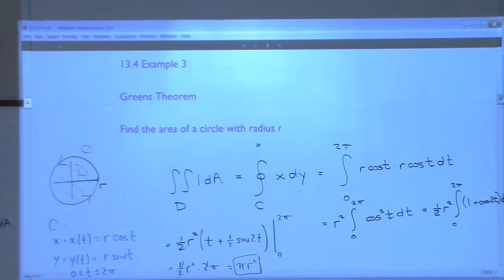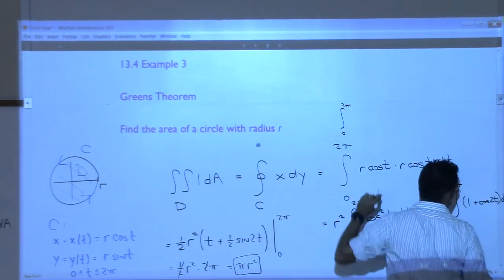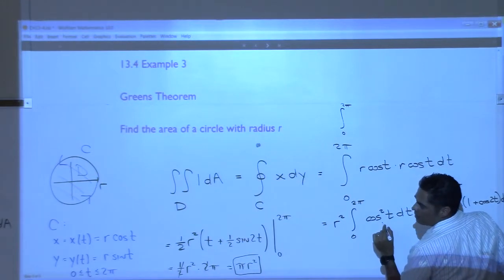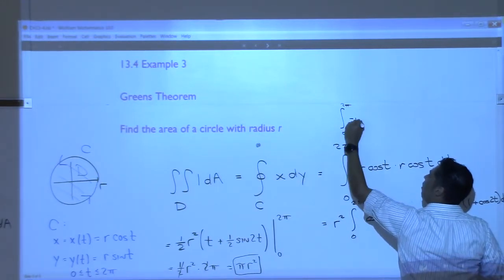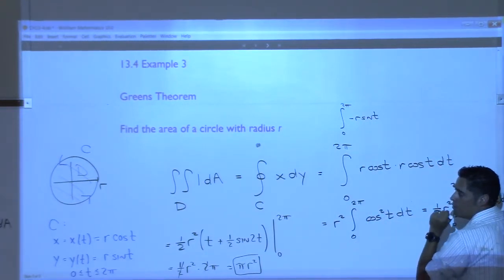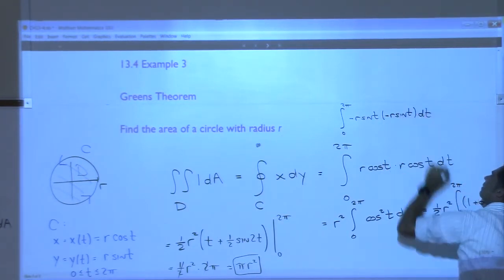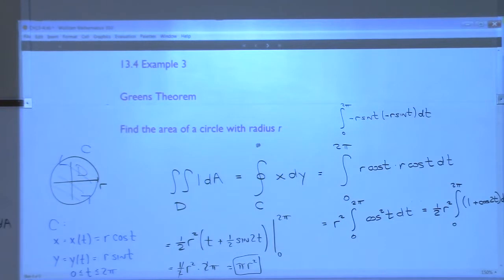So let's just set it up real quick. How would it differ? You would still have 0 to 2 pi, but now you're using negative y. What's negative y? Negative r sine t, and then dx this time, which would give you another negative r sine t dt. You could pull out a negative r squared, and then you'd have sine squared, and then when you did that one, you should get the same result. Do you want me to take it, or you trust that it would, or you're okay with that?